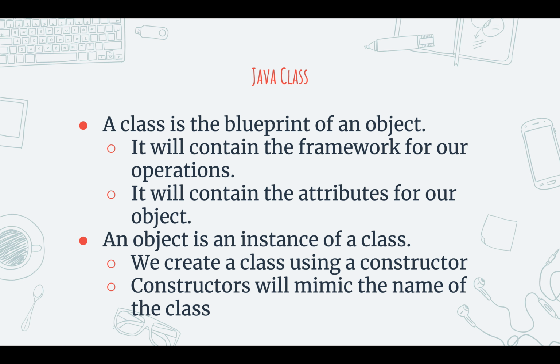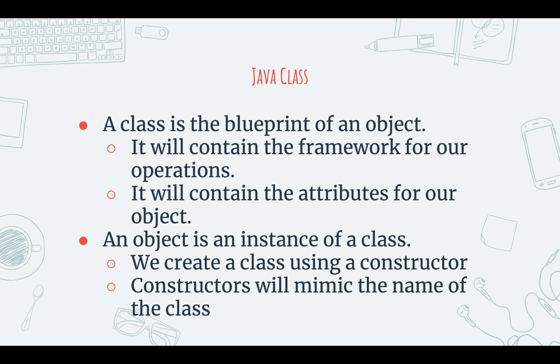So what is a Java class? A class is the blueprint of an object. It will contain the very framework for our operations, and it will also contain the attributes for that object. An object, if you recall from our previous video, is an instance of a class, and we create an object using a constructor. And constructors are like special methods, but these methods mimic the name of the class.